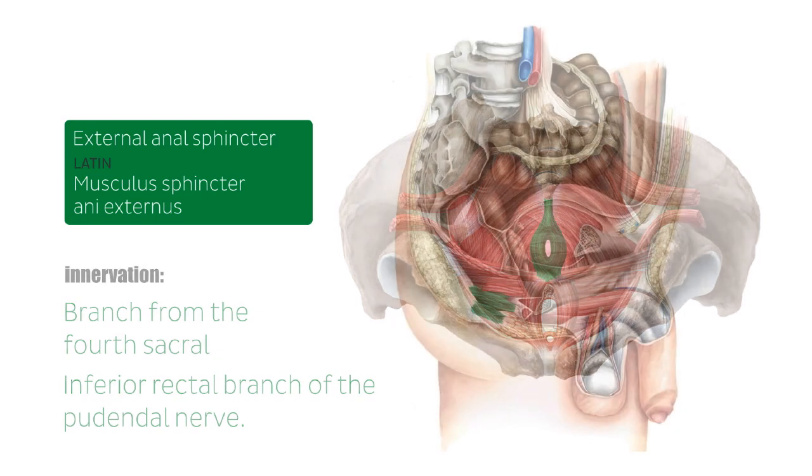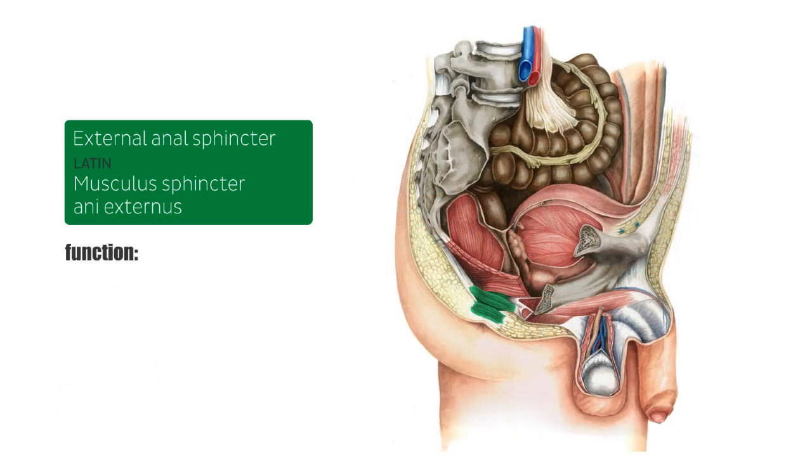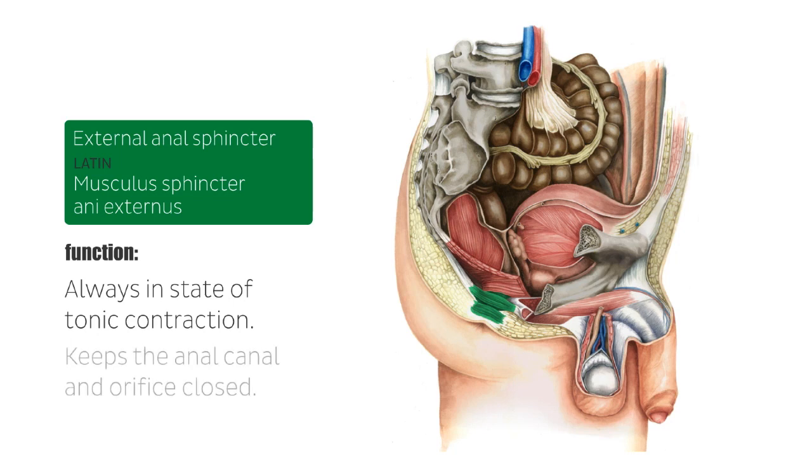There are some roles or actions associated with the external anal sphincter, and now you can see the muscle highlighted on the parasagittal section of the male pelvis. This muscle, like other muscles, is always in a state of tonic contraction, and in the absence of antagonistic muscle action, it keeps the anal canal and orifice closed.